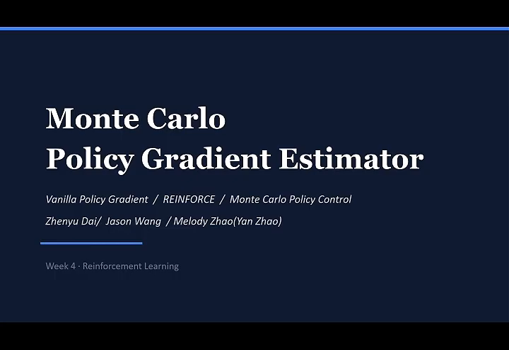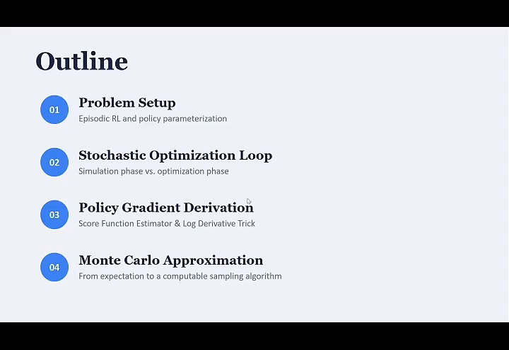I will talk about the Monte Carlo policy gradient estimator in the math part, and I'm grouped with Jason Wang and Monte Zhao, and we'll talk about the CartPole and the PyTorch code. So firstly, let me introduce this math part. The outline is problem setup, stochastic optimization loop, policy gradient derivation, and Monte Carlo approximation.